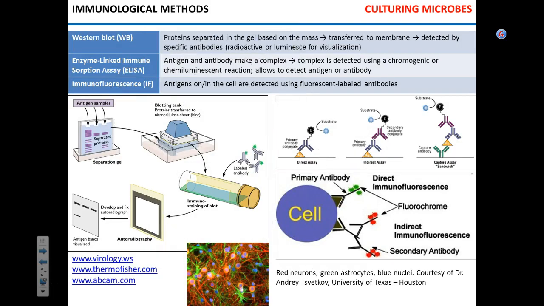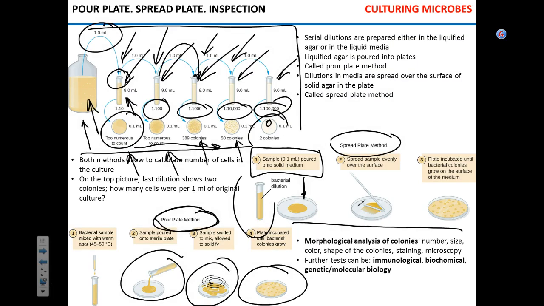That brings us to inspection and identification. This is the idea of inspection. So what's inspection? You look at your plate, okay? You look at your plate, and you characterize your colonies. Now, what can you say about the colony? Tell me, please. How can you characterize the colony?